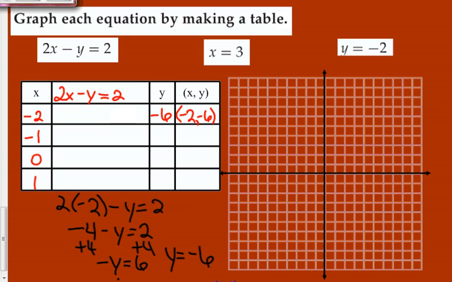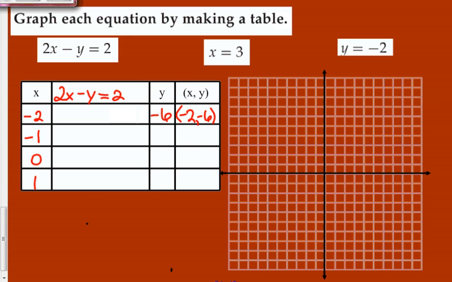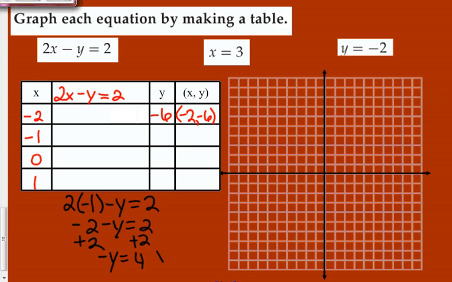Let's do it again. -1, going down. So we're going to do 2 times -1 minus y equals 2. So we get -2 minus y equals 2. Add 2 to the other side. -y equals 4, so y is -4. So x is -1, y is -4.